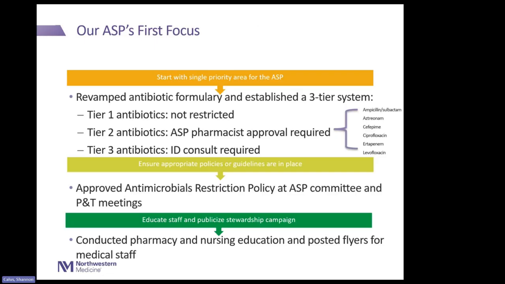Tier 1 were antibiotics that were not restricted, so any provider could order them. Tier 2 antibiotics were somewhat broad spectrum antibiotics that would require a stewardship pharmacist approval, and for the most part, we did this retrospectively. This included 6 antibiotics. Sorry, the print is really small there, but it's ampicillin-sulbactam, aztreonam, cefepime, ciprofloxacin, ertapenem, and levofloxacin. And then tier 3 antibiotics were ID consult required. These included meropenem, acyclovir, and some of the broader spectrum antibiotics that would need a formal ID consult.